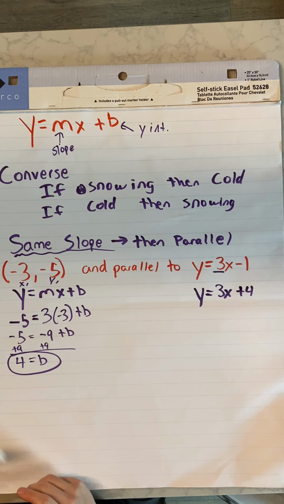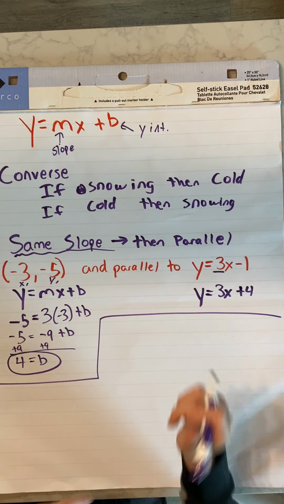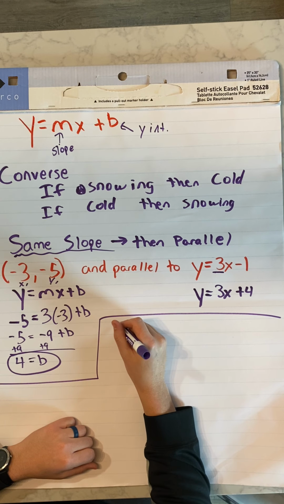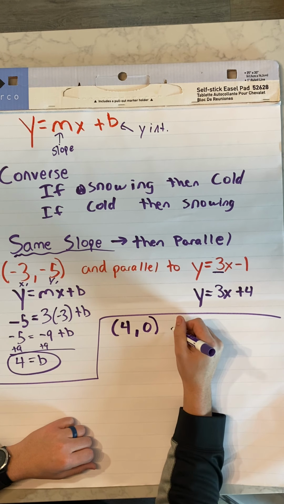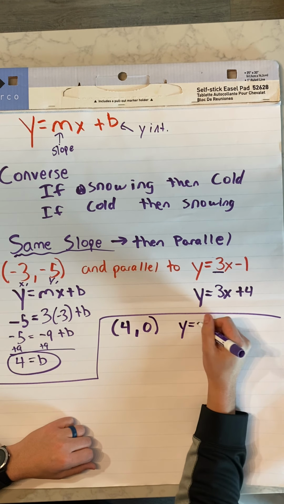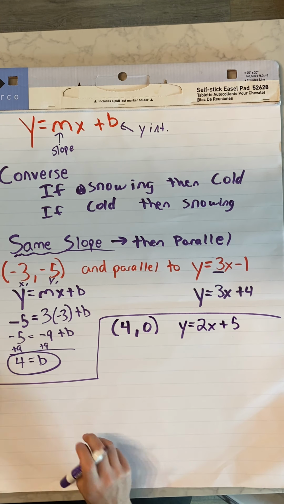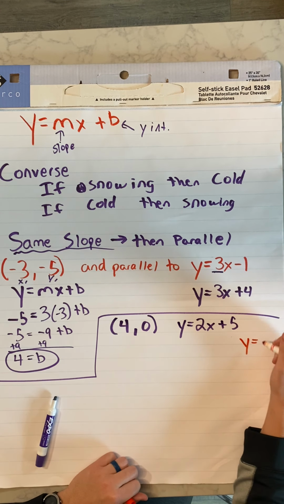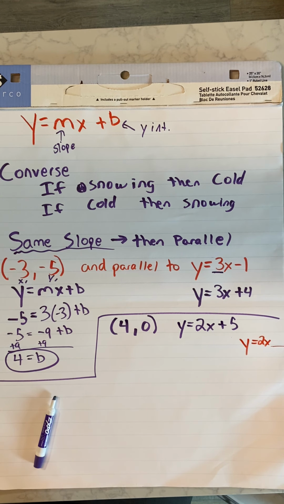Okay, so let's go ahead and do another one like that. Write an equation of a line that runs through the point 4, 0, and is parallel to y equals 2x plus 5. Okay, so I'm going to write it over here. We know if it's parallel, it's going to have the same slope. So it's going to be y equals 2x. And then we just need to find this missing piece, what b is.